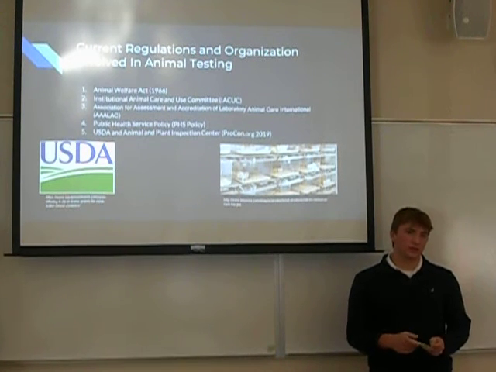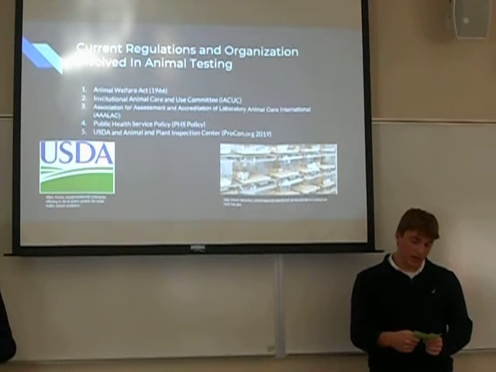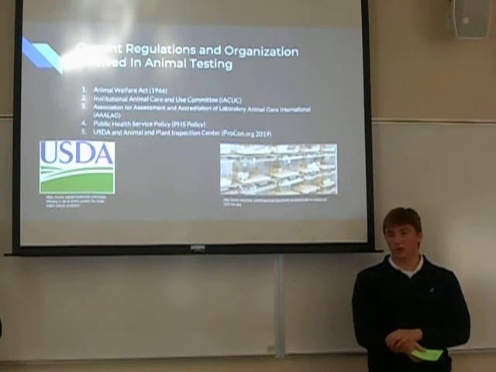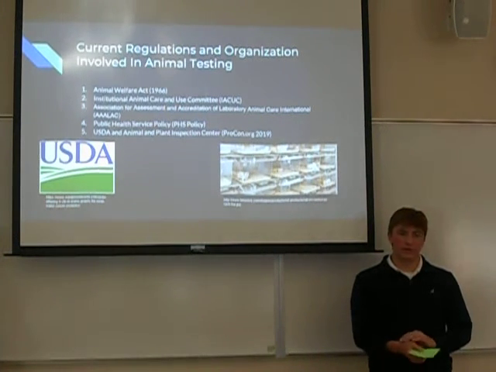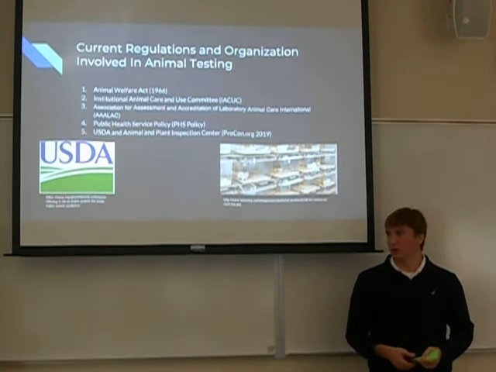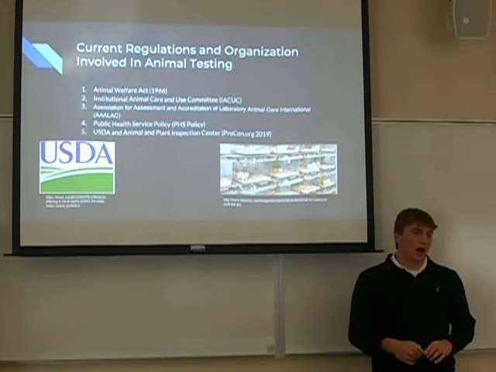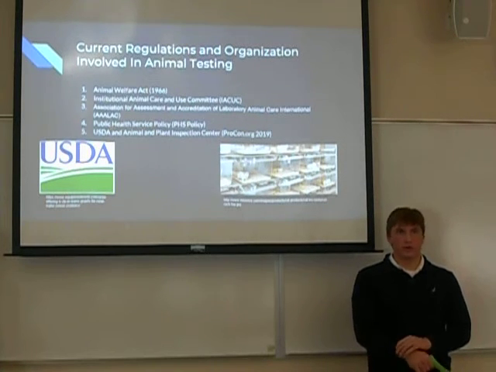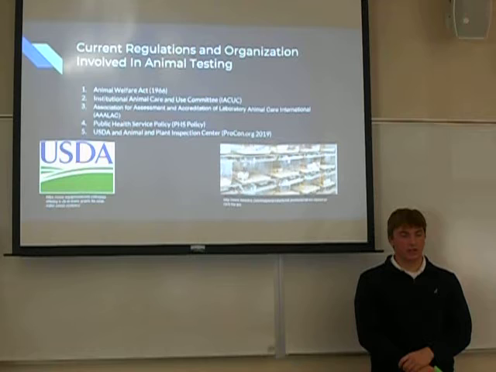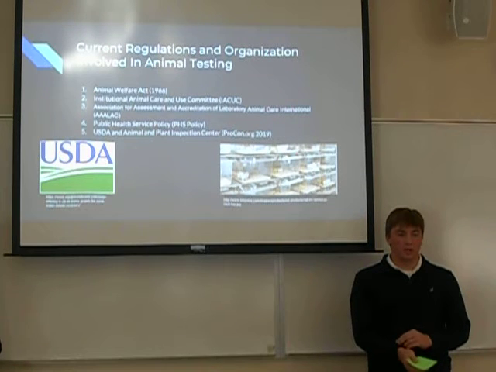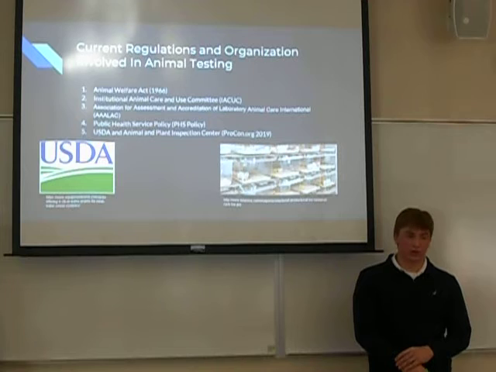In major research institutions, the Association for Assessment and Accreditation of Laboratory Animal Care International reviews animal protocols in terms of whether they are humane or not, but they have to have permission to review the protocols, which makes it kind of sketchy. And then Public Health Service Policy. This policy refers to all vertebrates that are used in research that is federally funded by the Public Health Service. And then the USDA Animal and Plant Health Inspection Service keeps track of the numbers of how many animals are in research, and this is according to Proton.org.